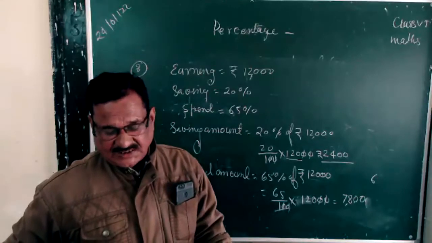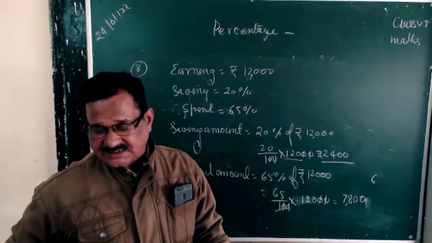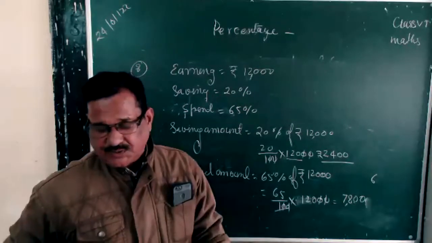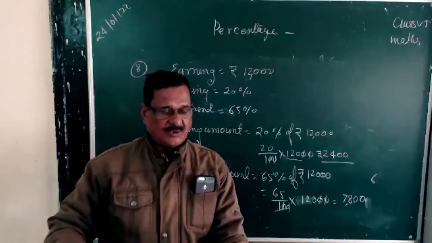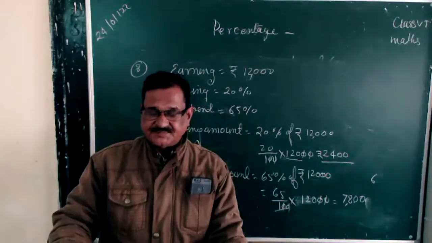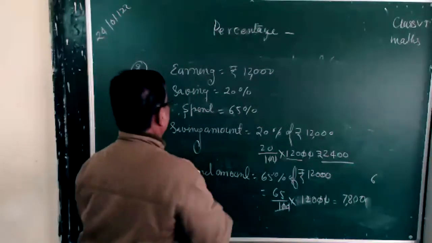A jacket which has the list price of 700 rupees is available at a discount of 30%. Find the price of the jacket after the discount. So if you want, you can try to do it. Find the discount first.